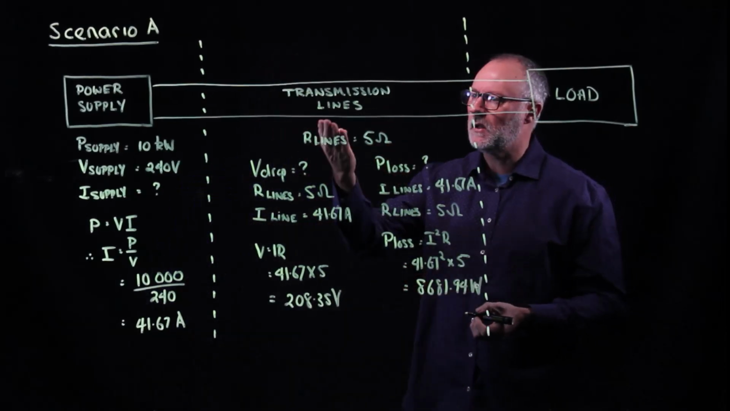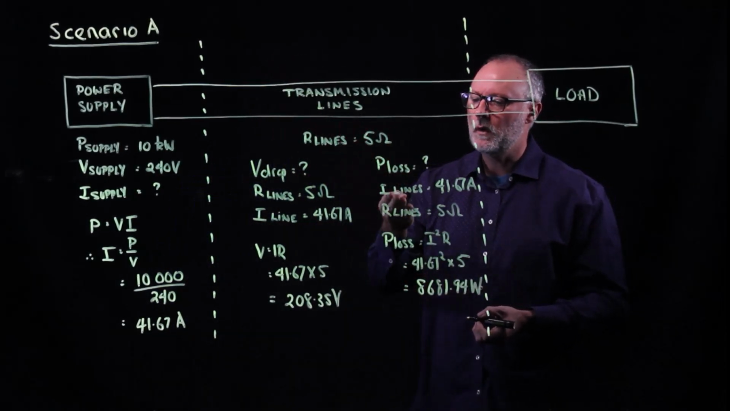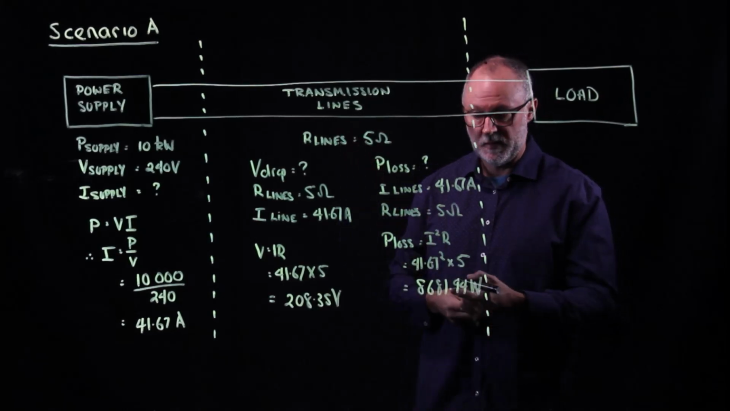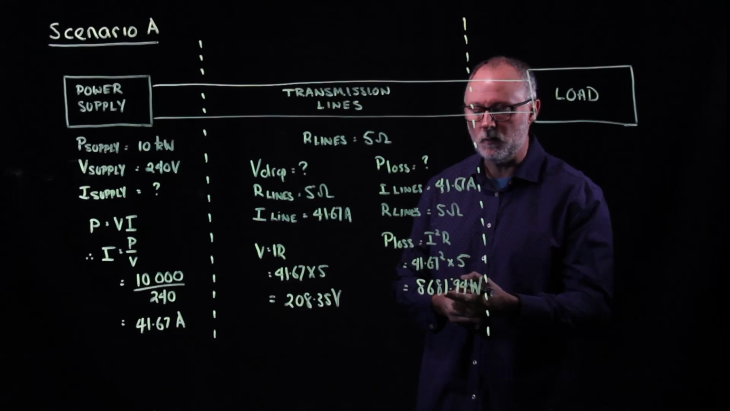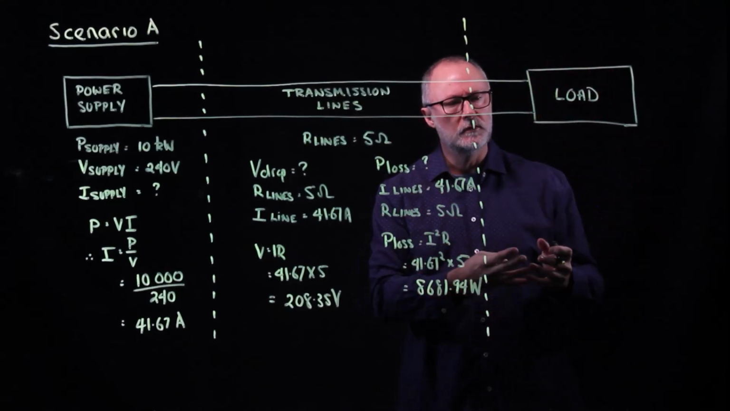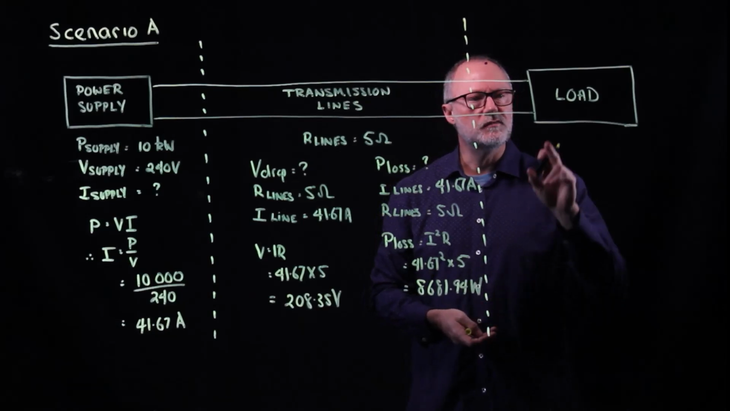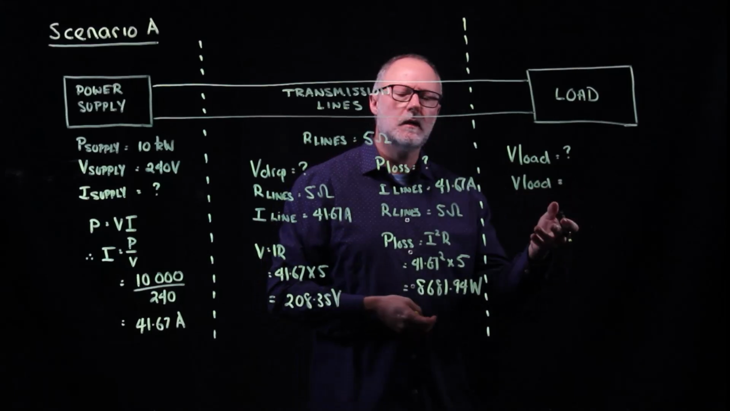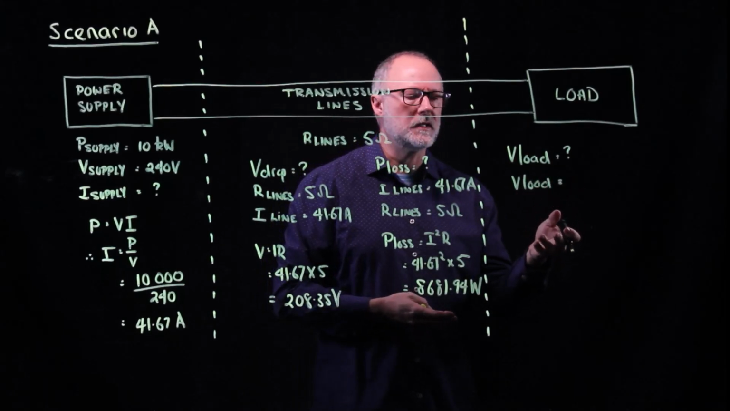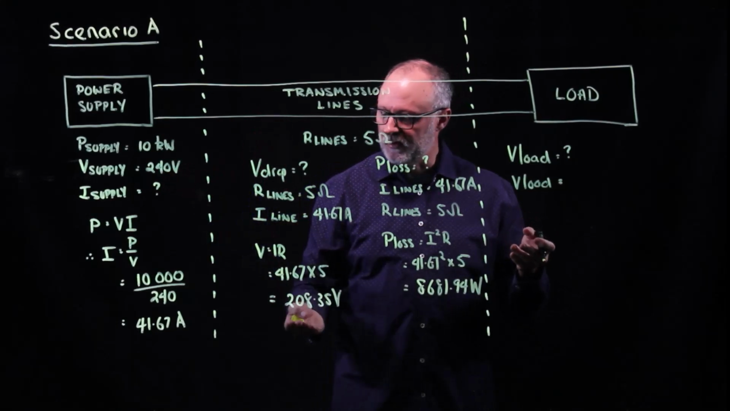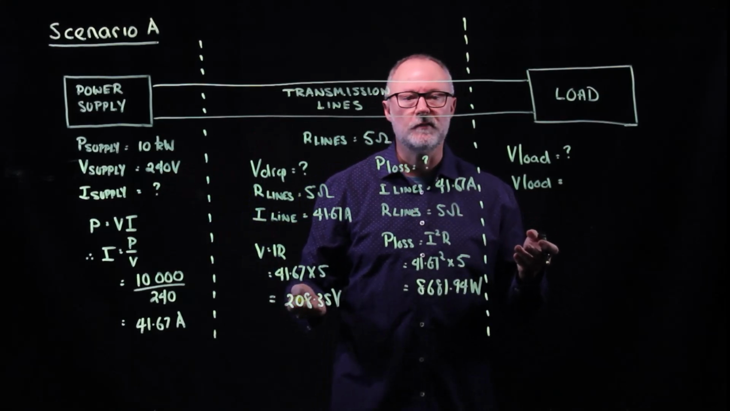So there you have it, the power loss in these transmission lines, where we have a current of 41.67 amps and a resistance of 5 ohms, comes out to 8,681.94 watts. Our last couple of questions relate to the load. So we want to work out what is the voltage at the load. Now we can work this out using a really common sense approach. We started with a supply voltage of 240 and we've dropped in the lines 208.35 volts.